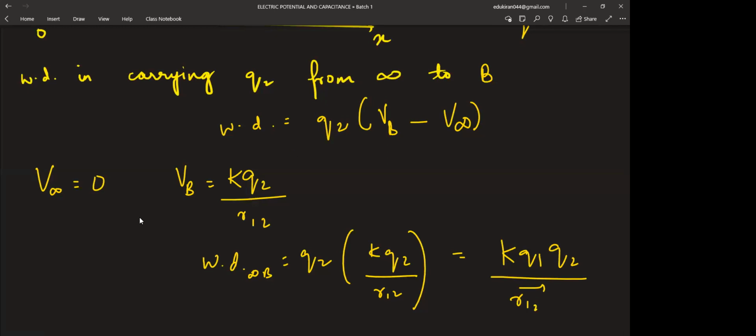Now remember, at infinity, what will be the potential? No electrostatic field is present, so no potential is present. So at infinity, potential will be zero. VB is equal to K Q1 by R12.